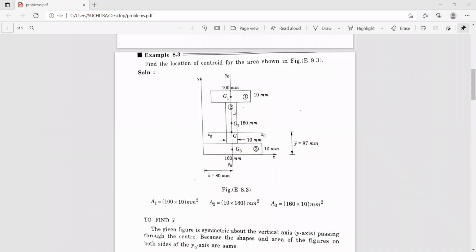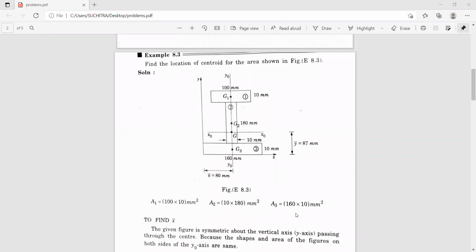And A2 is this one, the center figure. So this height is given as 180 millimeters, and this thickness is also given, that is 10 millimeters. Now you can see these two arrows, which indicate that the thickness, or the width, of this figure 2 is 10 millimeters, and the height is 180 millimeters. So A2 is 10 into 180, that is 1800 millimeters square. Similarly, A3 is 160, and the height is 10 millimeters.